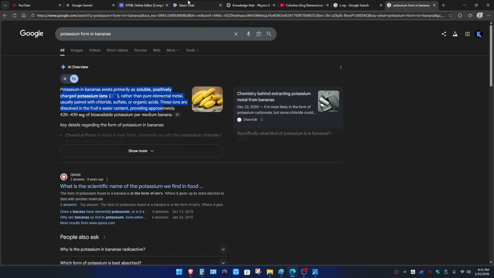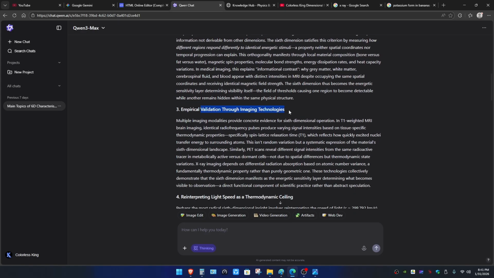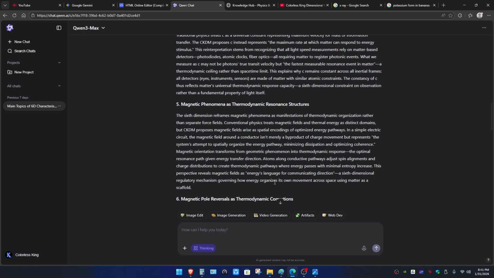Now, the next topic is empirical validation through imaging technology. I just explained this topic: different parts of the human body have a different way of seeing. Thermodynamic ceiling. I'm not going to explain this one, because even though it is written in my paper, you will not be able to understand what this topic C is. Right now I will skip over. I will explain it in my 15 dimension. Magnetic phenomenon, thermodynamic resonance.